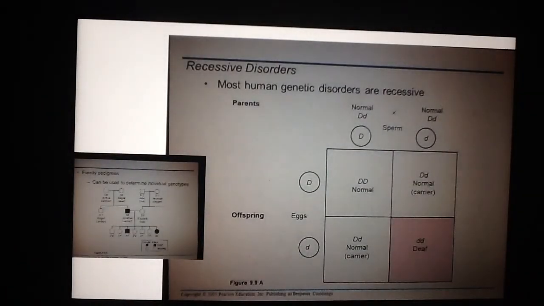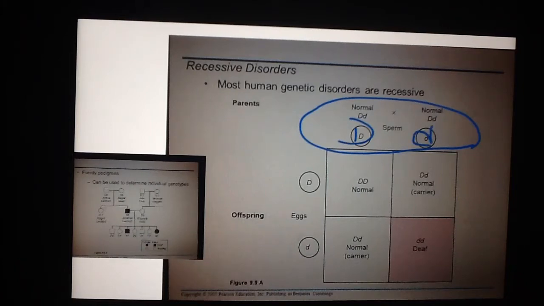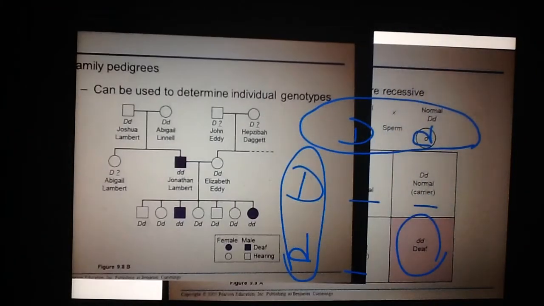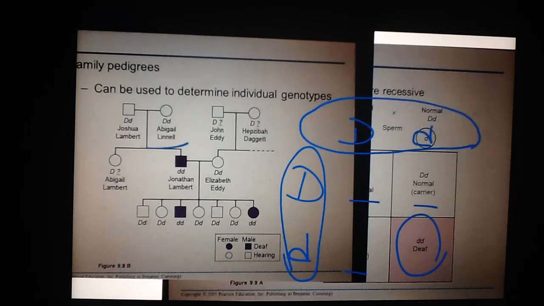what we notice about both of these parents is that dad was normal, so here's our big D and our little d, and mom was normal, big D and little d. When you do the Punnett square, you get big D homozygous dominant, you get heterozygous possible offspring, and lastly, you get the individual offspring that turns out homozygous recessive and has the deaf characteristic. So again, let's go back to our family pedigree. Here are our normal parents, and they have a 25% chance of having made a homozygous recessive offspring, which was Jonathan, and he is deaf.